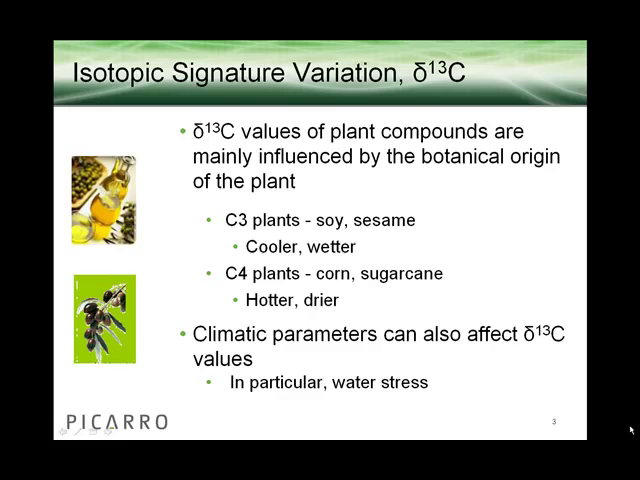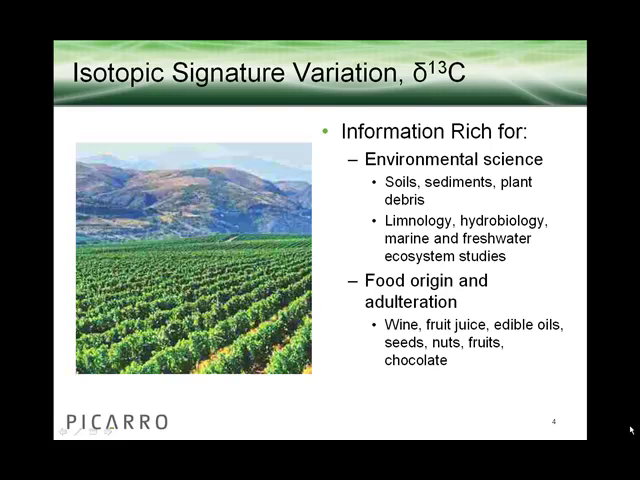Overall, the C3 plants discriminate against carbon-13 to a greater extent than C4 plants and have more negative values by about 15 per mil. So, carbon isotopic signature variations are very interesting applications for environmental studies of soils and sediments, and also the organic and inorganic matter in lakes, rivers, and oceans.